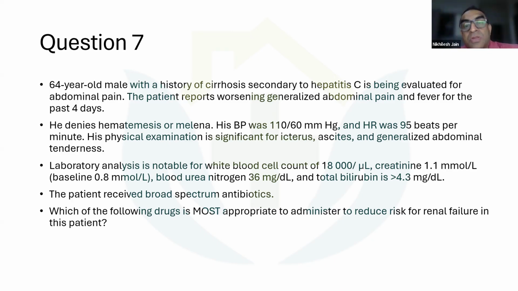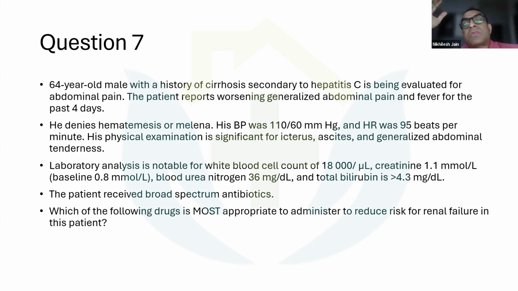64-year-old male, history of cirrhosis secondary to Hep C, is being evaluated for abdominal pain. This patient reports worsening generalized abdominal pain and fever for the past 4 days. He denies hematemesis or melena. BP is 110 by 60 mm of mercury. Heart rate is 95 beats per minute.